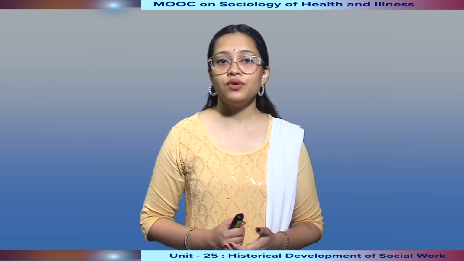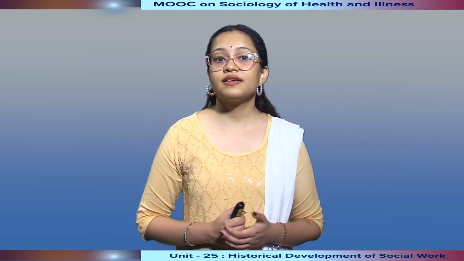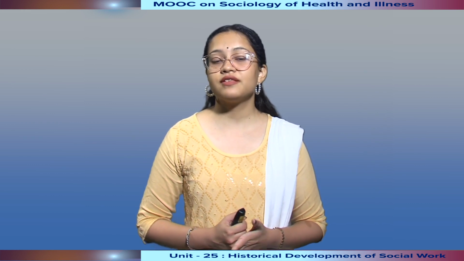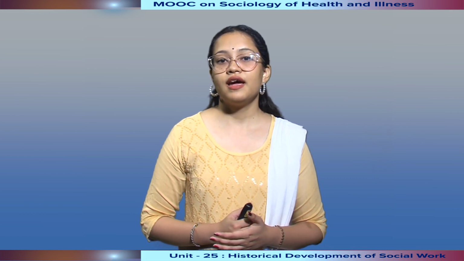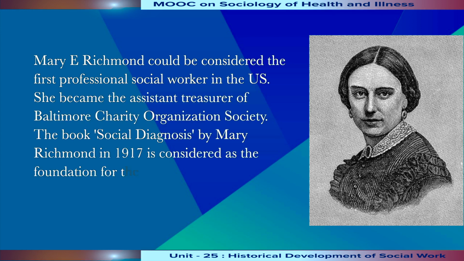The first such training center, organized by New York Charity Organization Society in 1898, is currently known as the Columbia University. Hospital-based trainings and social work services were also initiated around the same time at Boston Hospital. Mary E. Richmond could be considered the first professional social worker in the U.S. She became the assistant treasurer of Baltimore Charity Organization Society.